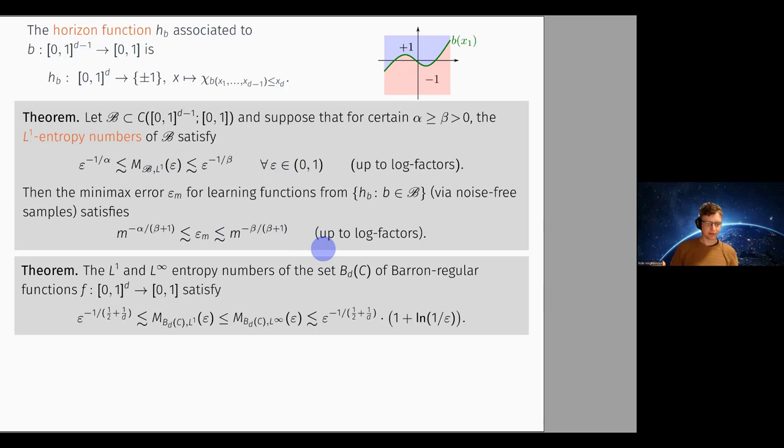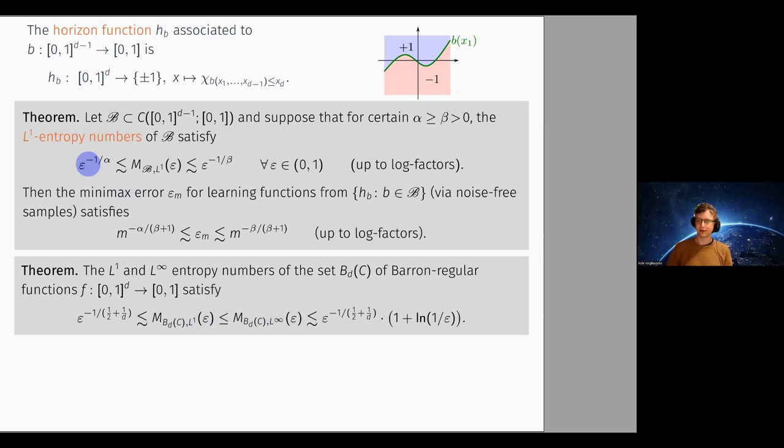And so for this, we proved the following entropy number bounds for the Barron class, which as far as I know are novel. So I couldn't find them in the literature. There are in the literature L2 error bounds, which appear in the thesis by Candes, but neither L1 nor L infinity entropy bounds. And of course, the L2 entropy numbers are bigger than the L1 entropy numbers, but we need both a lower and an upper bound, right?